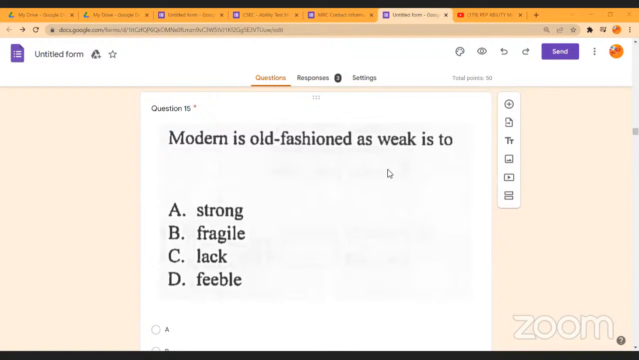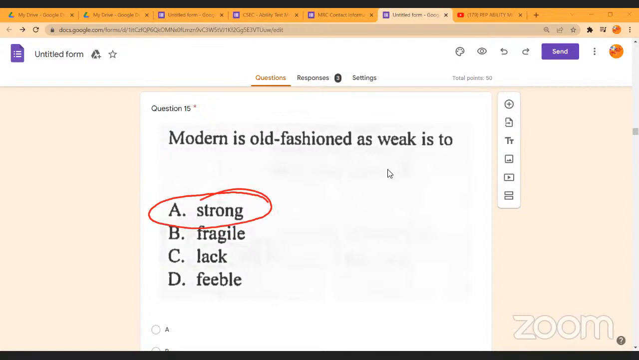Miss, they're antonyms. Yes, they're opposite. What does antonyms mean? They're opposite to each other. Okay, so weak is opposite to strong, since modern is opposite to old-fashioned. Absolutely amazing. All right, so this one is A. Good job. All right, so we're gonna move down.